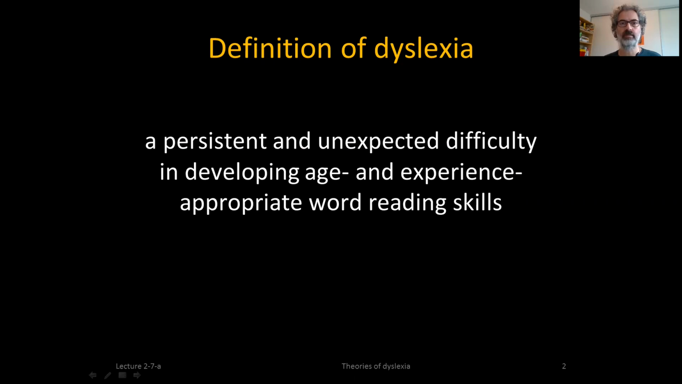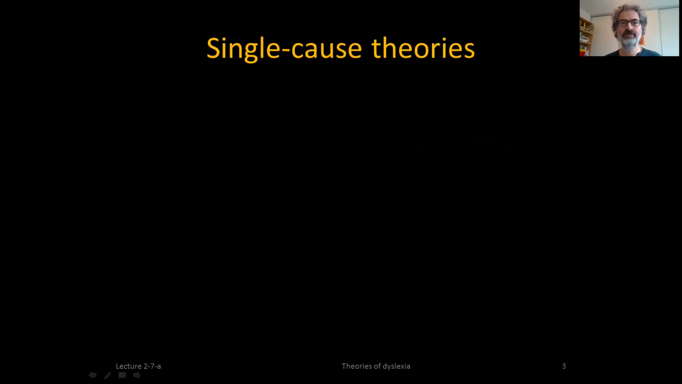Theories of dyslexia are meant to explain why these persistent and unexpected difficulties occur, what they are related with, and how they lead to the observed patterns of performance in children who have the difficulties. For several decades, the dominant theories have been single cause theories. That means we're talking about theories that are trying to find the one cause of dyslexia. People have assumed that there is a cause that is the same for all children with dyslexia and have been searching for that one cause at various levels of generality.